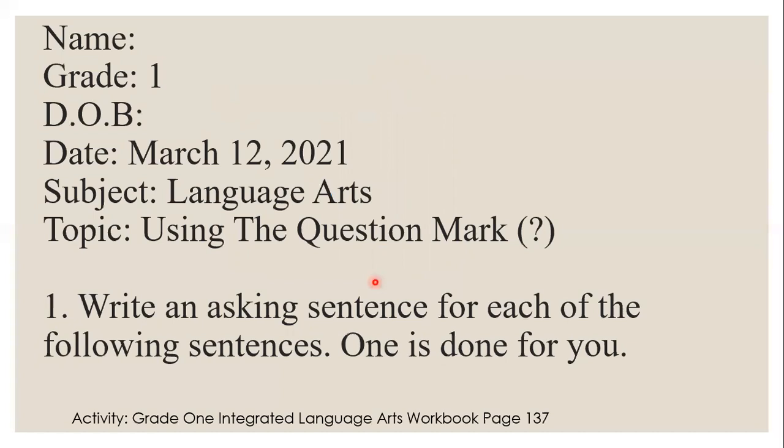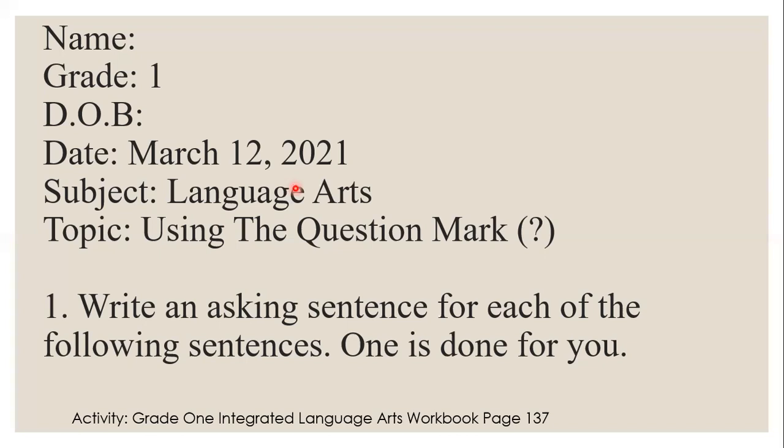All right, boys and girls. You're going to get out your writing books, for those who do not have the textbook, and you are going to write your name, grade 1, DOB, which stands for date of birth. You're going to write in your own date of birth here. Today's date, which is March 12, 2021. Subject, language arts. Now topic, using the question mark.